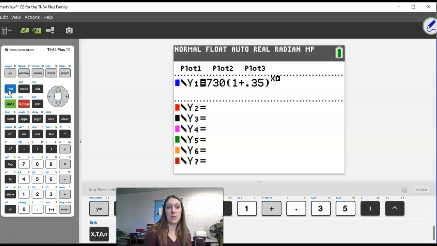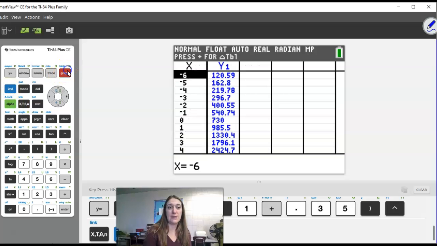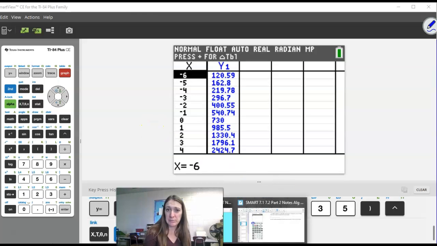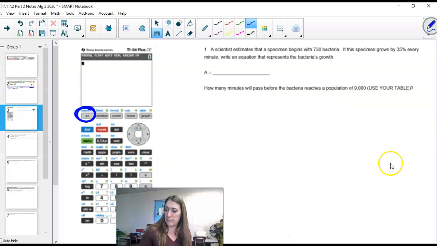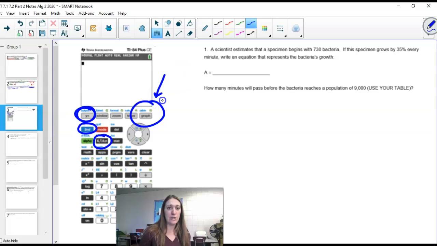So the next place we go is to the table. Second graph is how we get to the table. So back to my notes for a minute. I'm going to adjust that a wee bit. We used this key, right, for the x. And then to get to the table, we had to use the second key. So this is where you go to get to the table. Okay? Note to self, right?